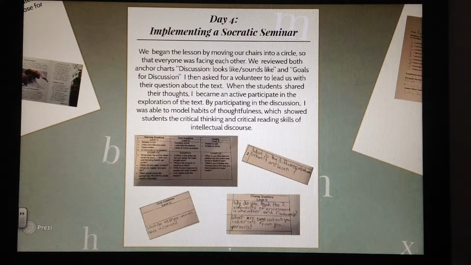To implement the Socratic seminar method, the students moved their chairs into a circle so that they were facing each other. Since I was the facilitator for this lesson, I asked the students to volunteer to lead us with their question about the text. The students used the agreed-upon rules to begin the discussion. As the students began to contribute to a discussion and to speak critically about the text, I was actively participating in the discussion. I used a rubric to assess the students' participation and to see that they were meeting their individual goals.